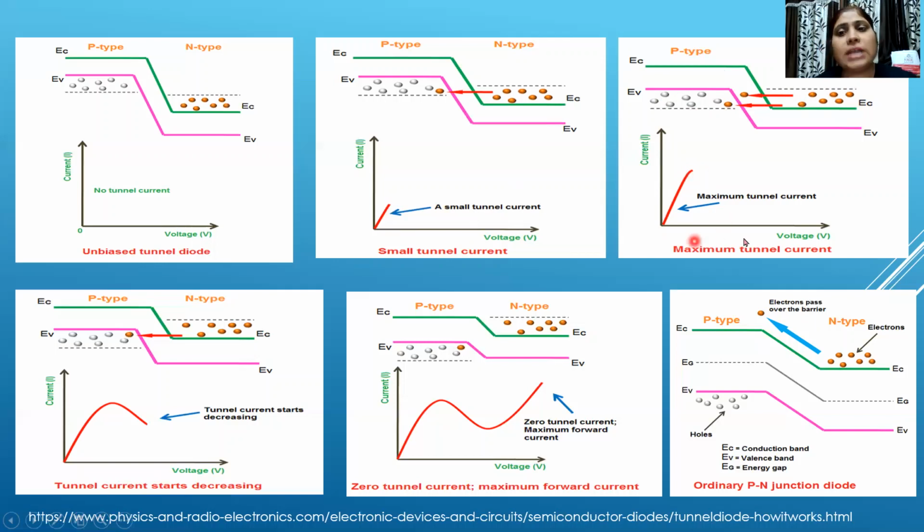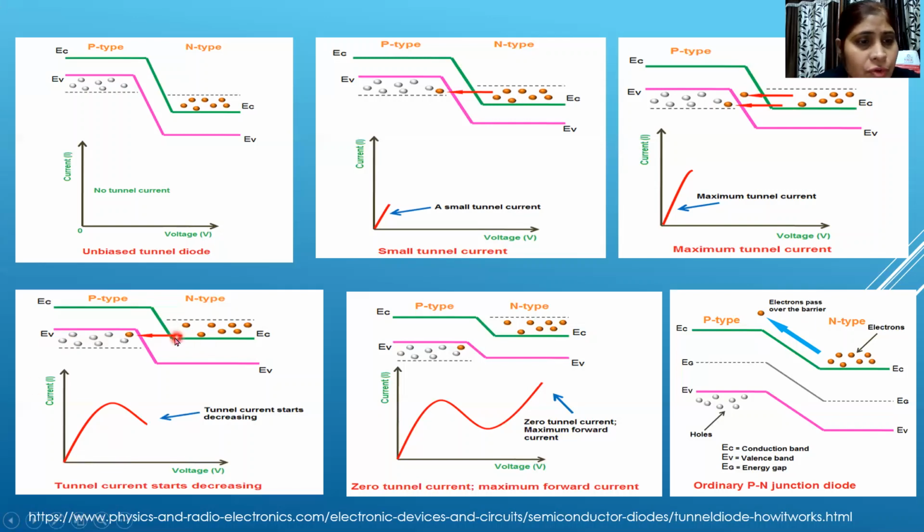Now if the voltage is again increased, if this is the position where the voltage is given, here the maximum electrons were flowing and the maximum current is flowing. But after this position, when the voltage is increased, the energy level of the conduction band is again increased. Now the energy level of the conduction band at the n-type layer is at a higher level as compared to the previous condition.